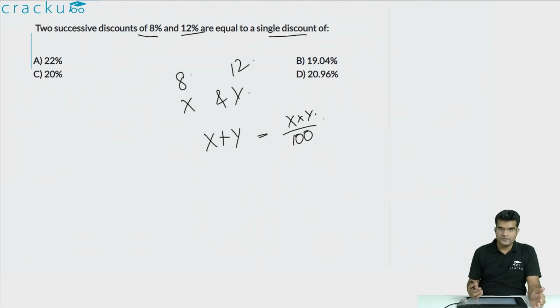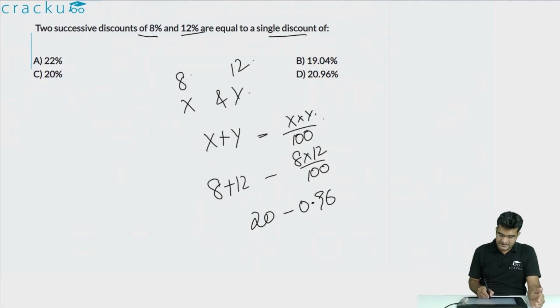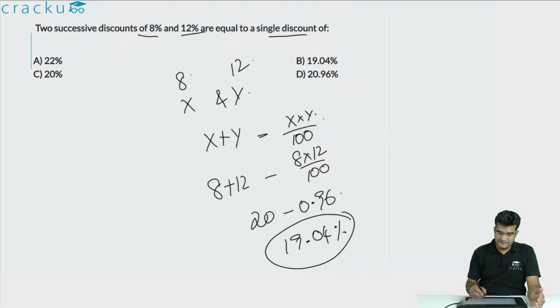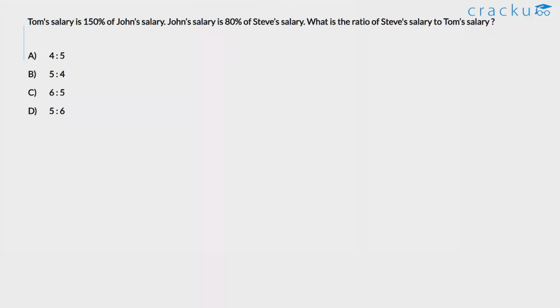So the cumulative effect of both of the successive discounts will be 8 plus 12 minus 8 into 12 divided by 100. This is equal to 20 minus 96 by 100, which is 0.96. This will equal 19.04%. So two successive discounts of 8% and 12% will equal a single discount of 19.04%.